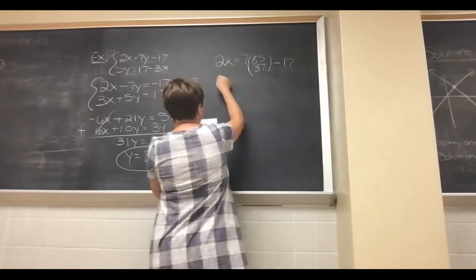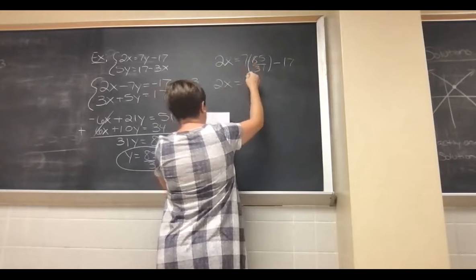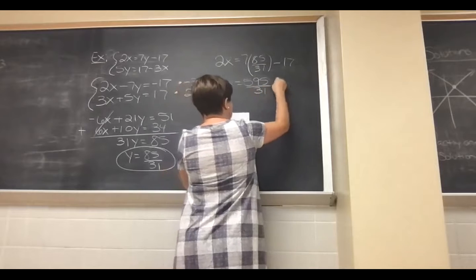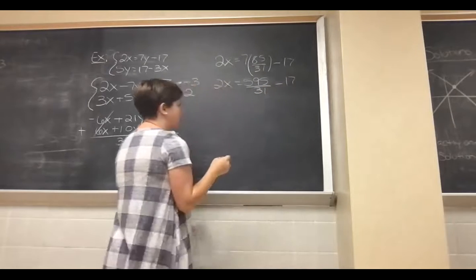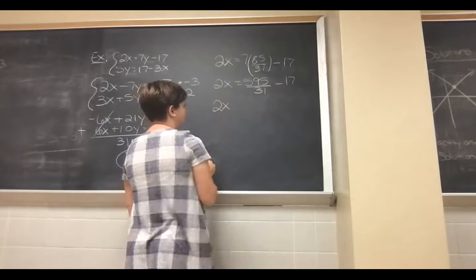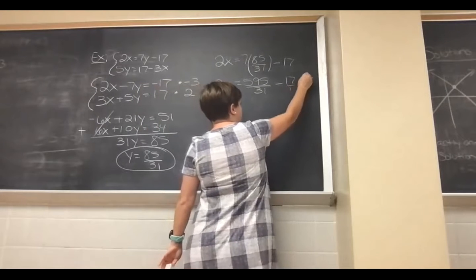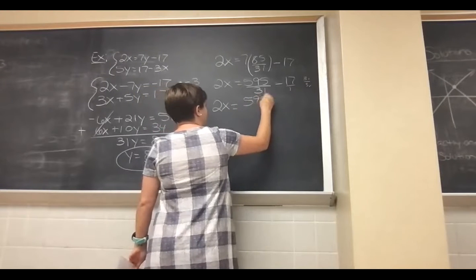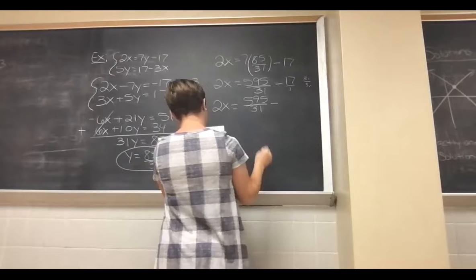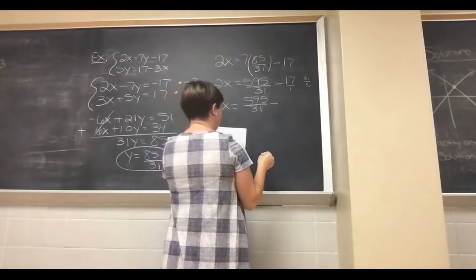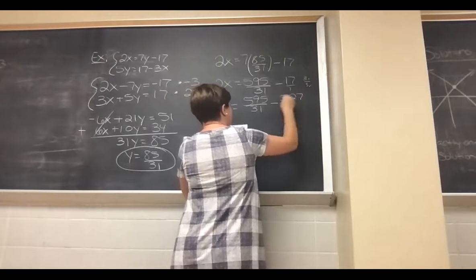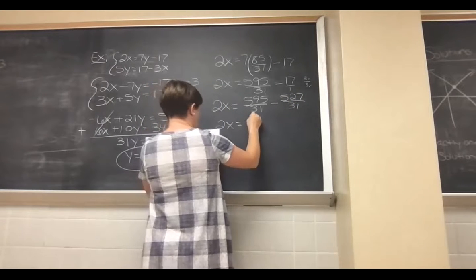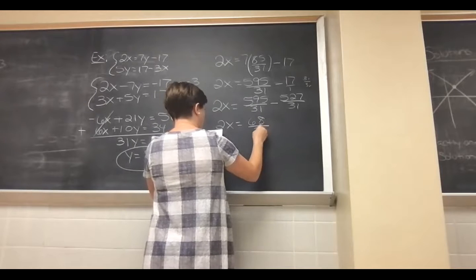So I'm going to multiply. I have 2x. 85 times 7 is 595 all over 31 minus 17. We need to get that 17 to have a common denominator with the 31. To do that, I'm going to have to multiply the top and the bottom by 31. So I get 595 over 31 minus 17 times 31 is 527 over 31. So 2x equals, I subtract those, I get 68 over 31.